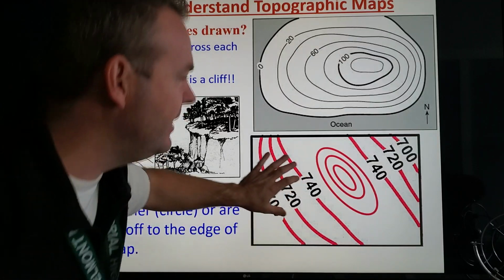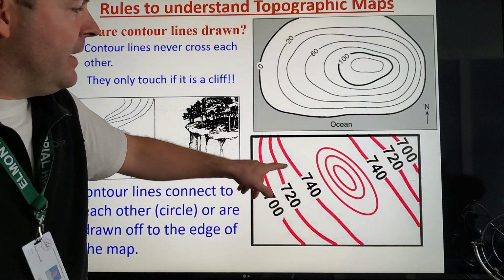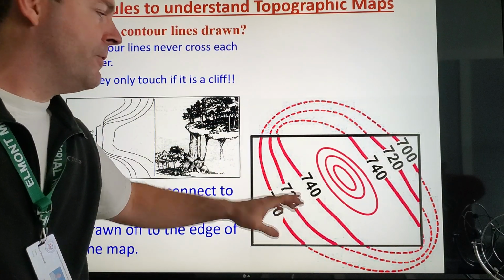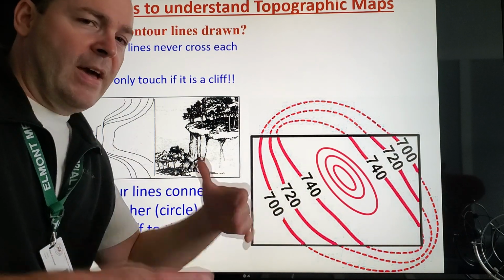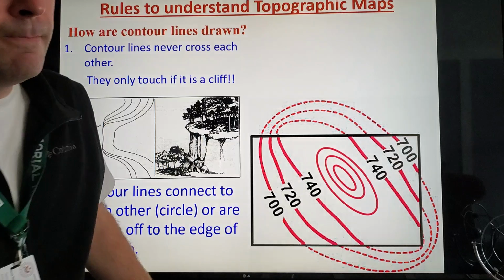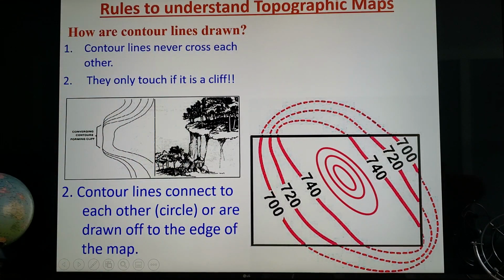When you see them like this, running off the map, it usually means that they're connecting to some other place, right? But that place is off the map, because these lines can't just vanish. They can't just stop. They end up ultimately connecting back to themselves. Okay? Make sure you get your notes in there.